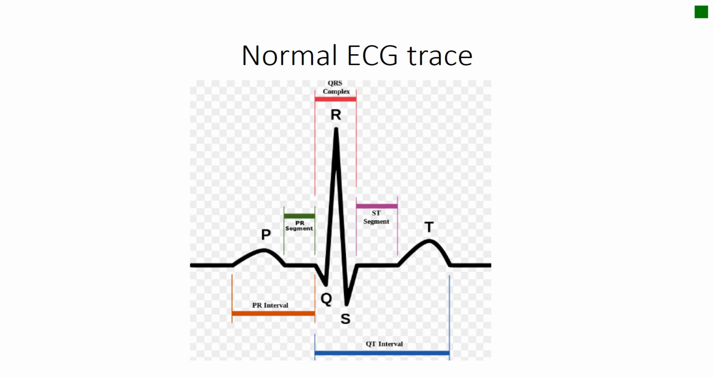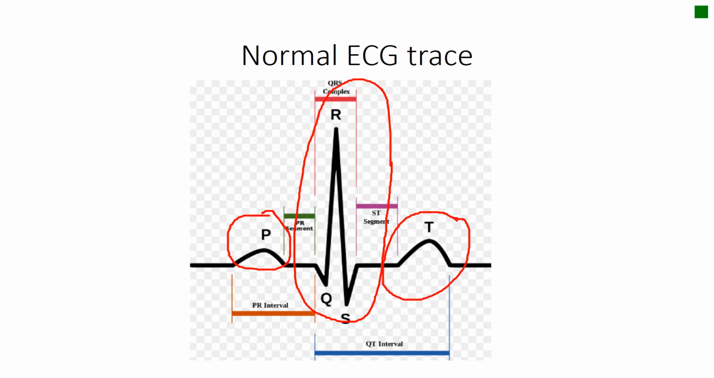So here we have a normal ECG trace. Here we have the P wave, which relates to atrial depolarization, the large QRS complex, which relates to ventricular depolarization, and then the T wave that relates to ventricular repolarization, which is generally positive. Notice that there is no wave for atrial repolarization; it gets swallowed up by the QRS complex.